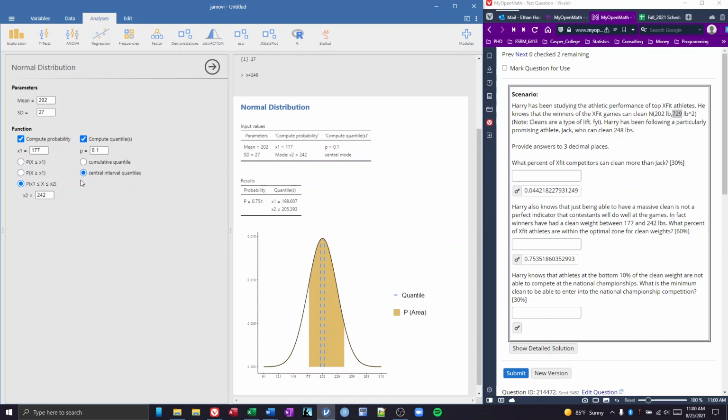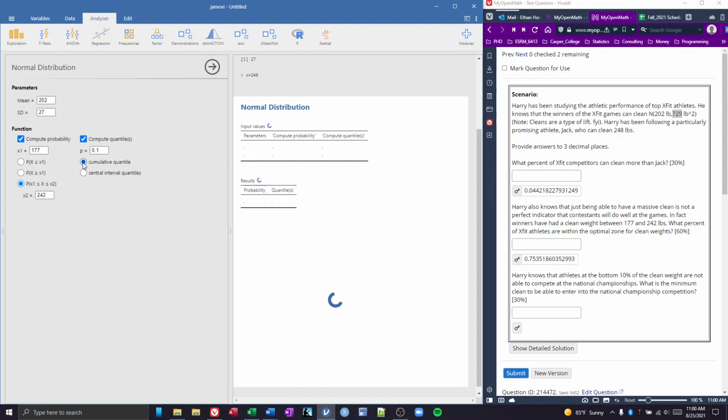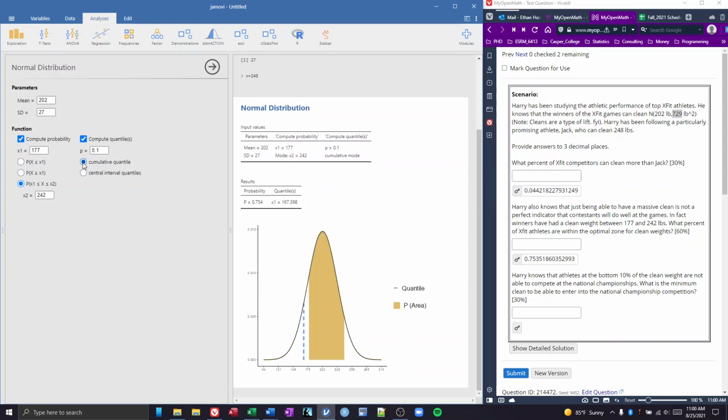Okay, in the quantiles, we want the cumulative quantile. And the cumulative quantile that we are given is that the bottom 10% is 167 pounds. So the minimum clean weight you need in order to be able to enter this competition is 167. So that was the cumulative quantile, and it always starts from the left side and gives you this blue line, which tells you where you're at.